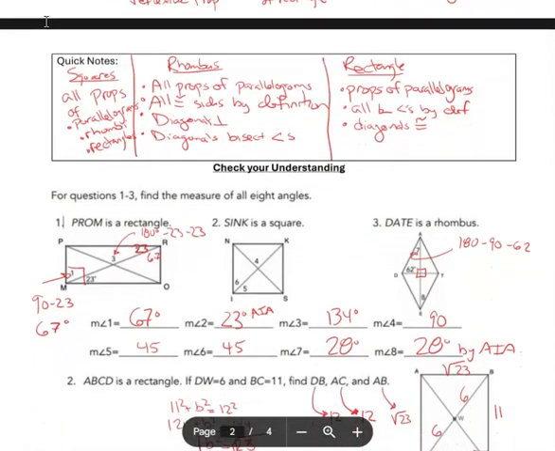Now, the quick notes. A rhombus is going to have all the properties of a parallelogram. It's also going to have all congruent sides by definition. It's also going to have diagonals that are perpendicular, and it's also going to have diagonals that bisect the angles. A rectangle will have all the properties of a parallelogram, all right angles, and the diagonals are congruent. And a square is going to have all of them for parallelogram, all of the rhombus, and all of the rectangle properties. So it has a bunch of different properties that you can use.